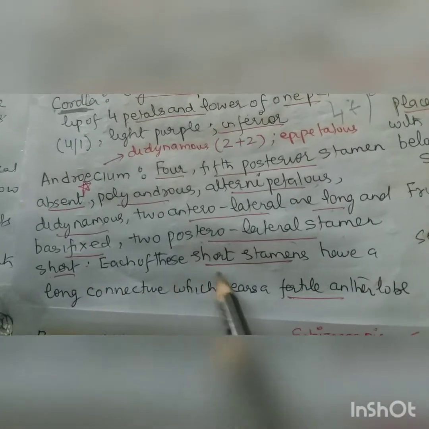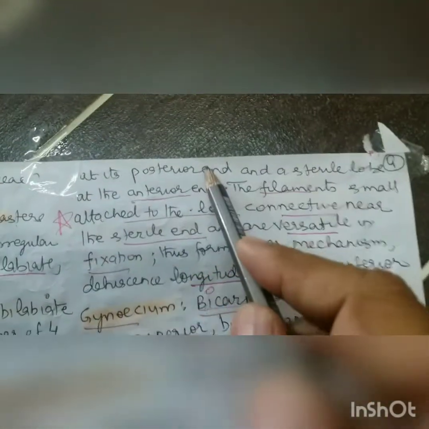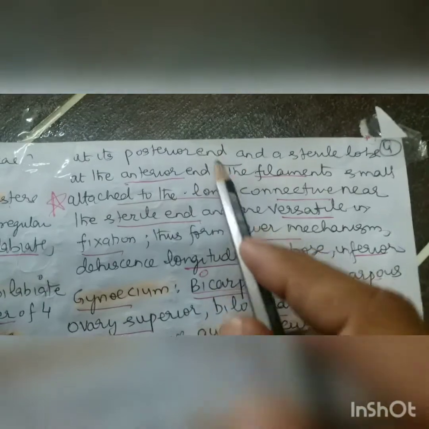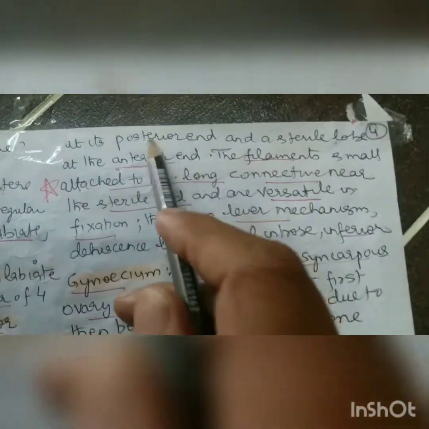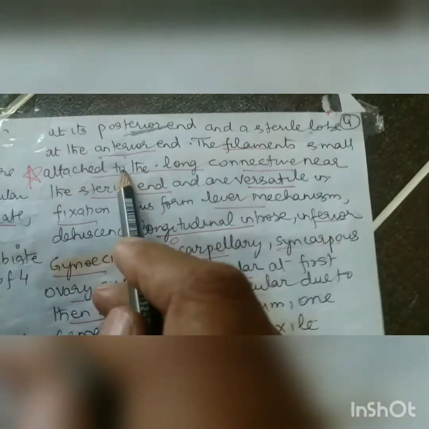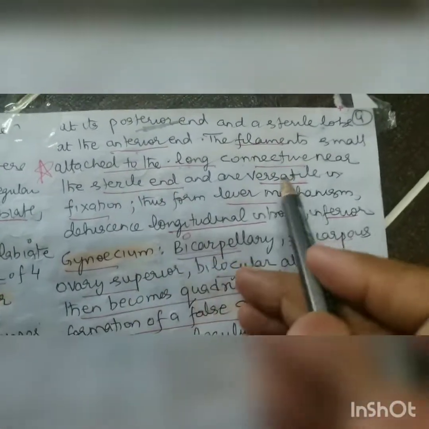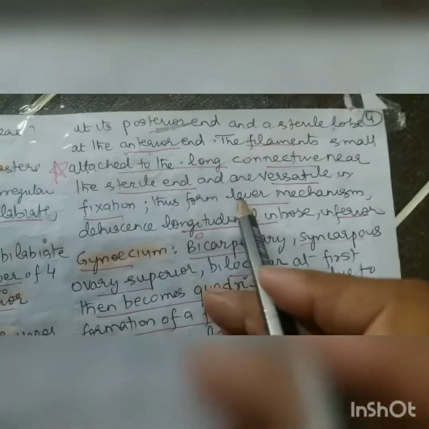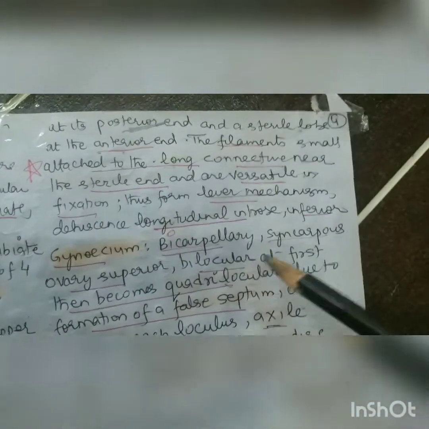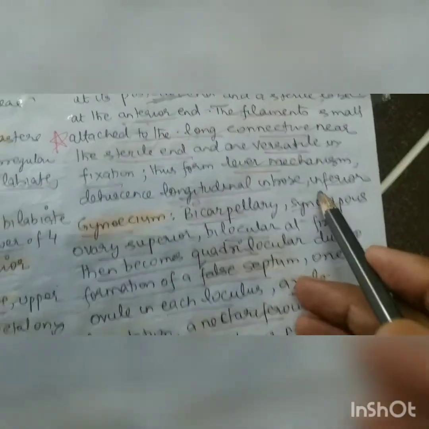Each of these short stamens has a long connective which bears a fertile anther at its posterior end, right? And a sterile lobe. So fertile at posterior and sterile at anterior. The filaments are small, attached to the long connective near the sterile end, and they are versatile and form a lever-like mechanism, like we have swings in the parks, that mechanism, and dehiscence longitudinal introrse, right?